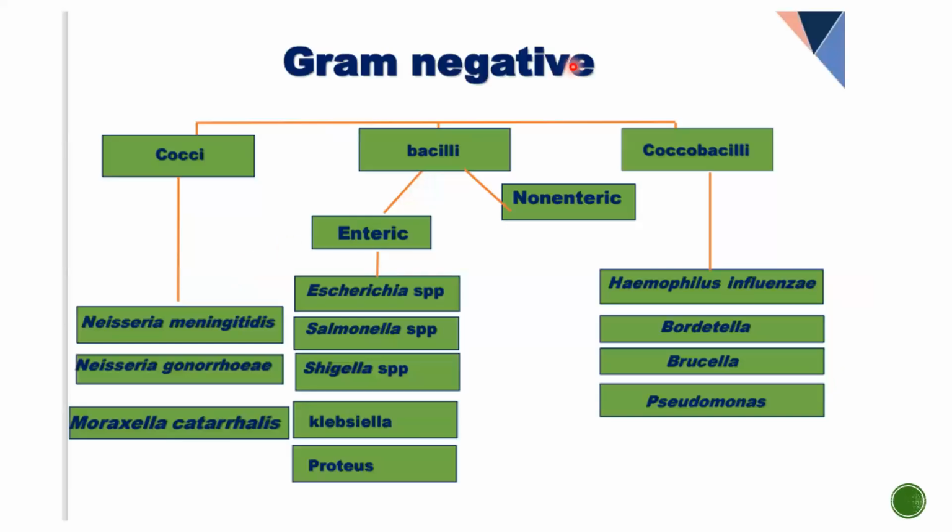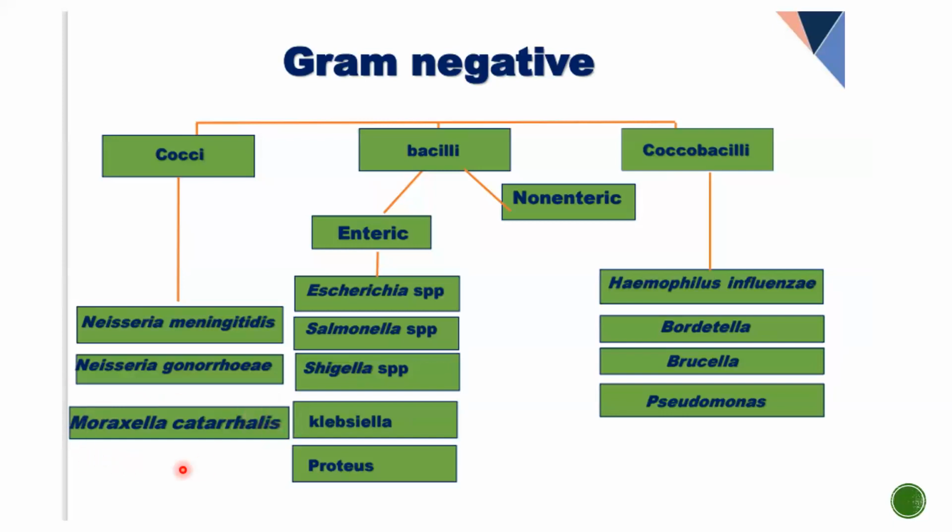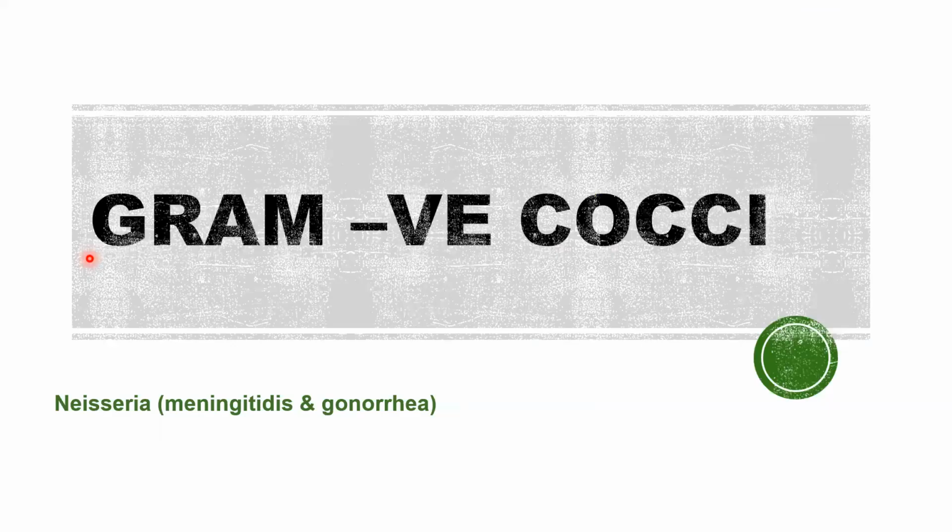So gram negative. Gram negative we also classify based on shape. We have the cocci, bacilli and cocobacilli. These basically are not circles and they're not rods. It's like a mix of both, you know? So we're gonna start with the cocci. Okay. So cocci is basically Neisseria. Okay, I know there's also this one, but you guys didn't take it. So I'm just gonna cover Neisseria. Okay, so Neisseria is the gram-negative cocci.